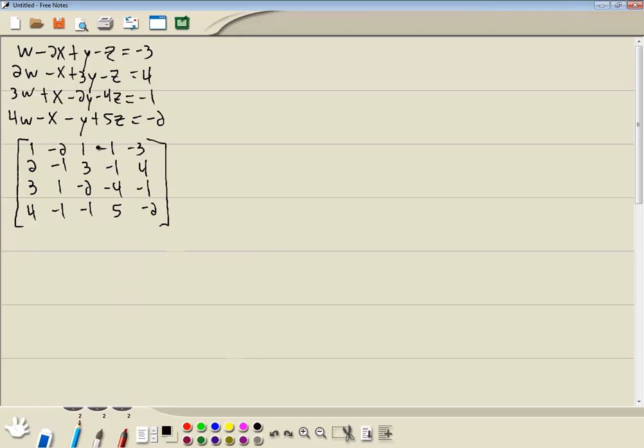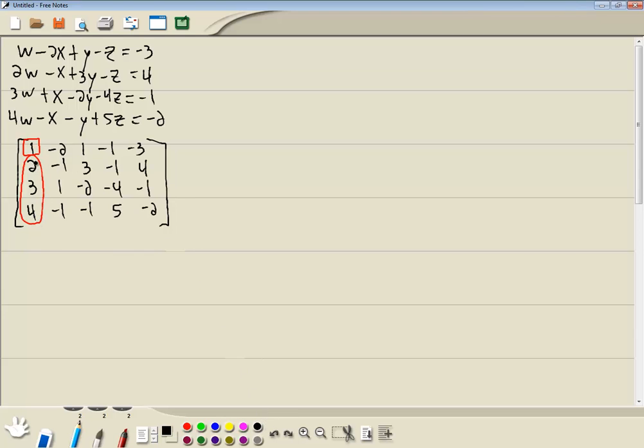And again, I'm going to do a quick check on my signs. One sign wrong and I've just messed up the entire problem. That looks good. First thing I want to do is get a 1 here. Well, we have a 1 there. So now we want to get zeros below it. So now we're working on getting zeros in these three positions.